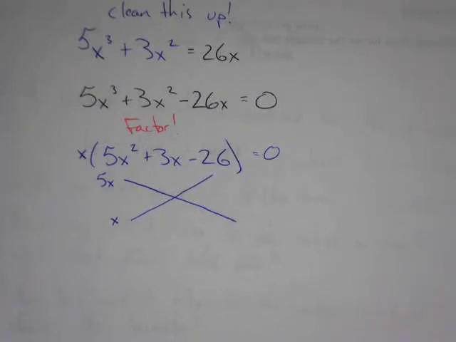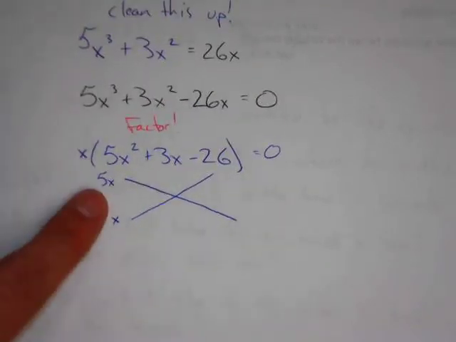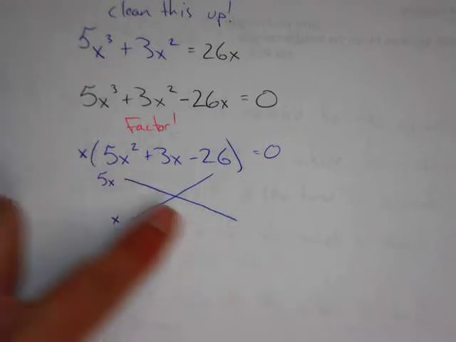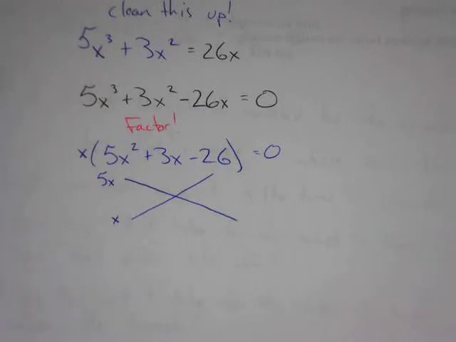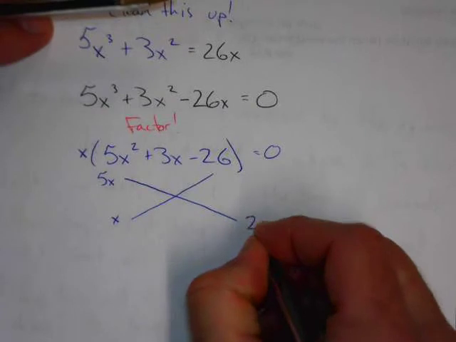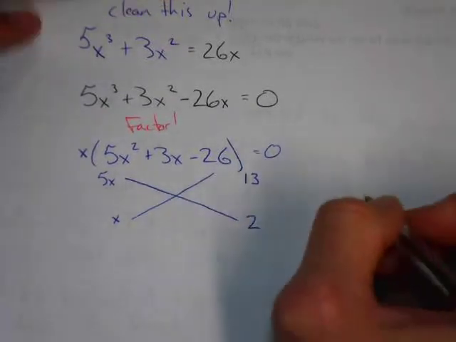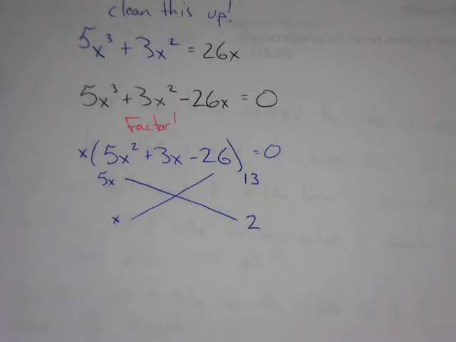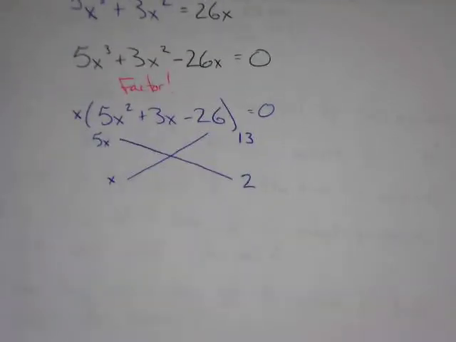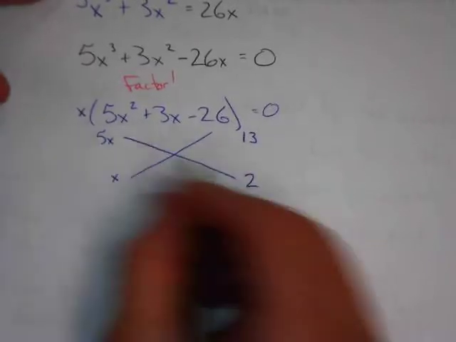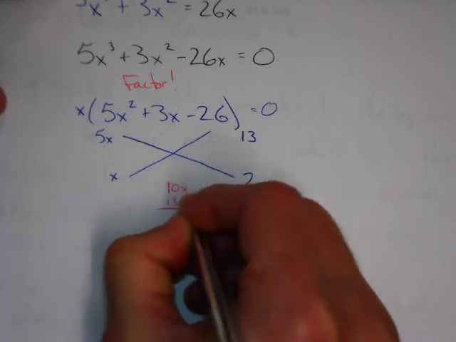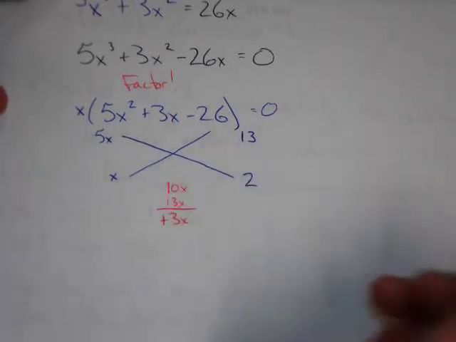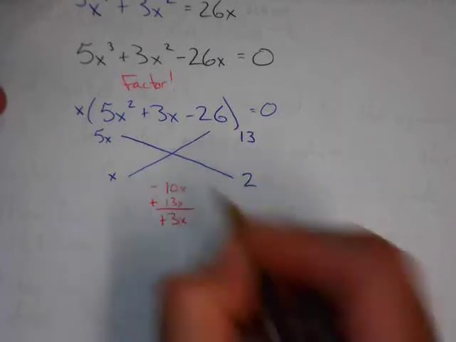Okay, so you can start messing around with stuff and figure out how I'm going to write that. But since I know I got a 5x over here, I'm going to be multiplying by whatever comes across here. And eventually, I'm going to add to positive 3. What I'm going to do is put my 2 here and my 13 here, because I know that's what's going to work eventually. So let's test this out. I got 5x times 2 going down one way is 10x. X times 13 is 13x. How can I manipulate that where I'm left with a plus 3x? That means my 13 has to be positive. My 10 has to be negative.